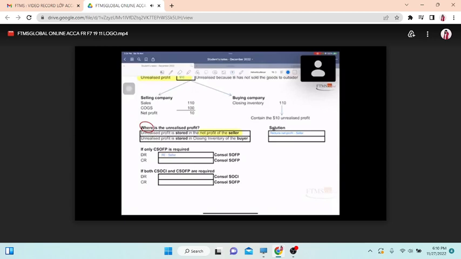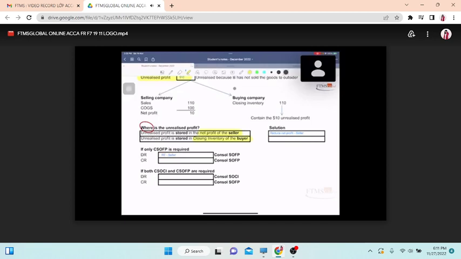Then the other part is definitely hiding in the closing inventory of the buyer. The other portion of the unrealized profit will be in the closing inventory of the buyer. So of course, put it here. The solution is I will need to reduce inventory.